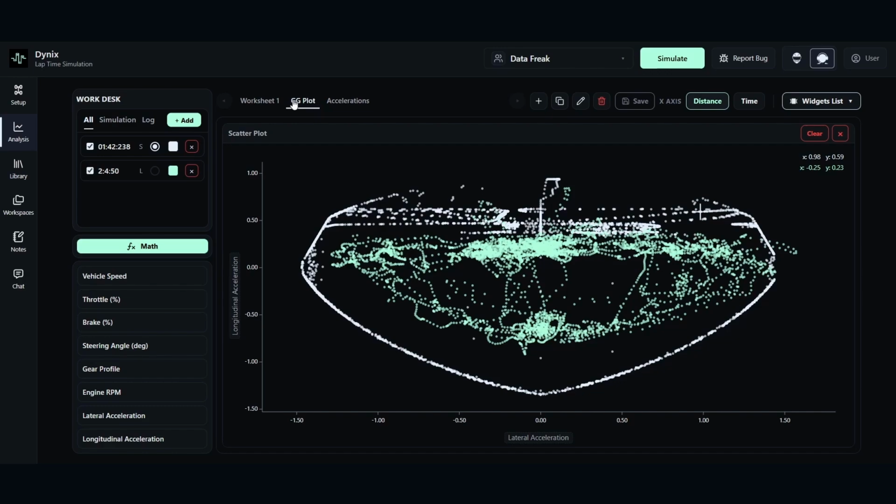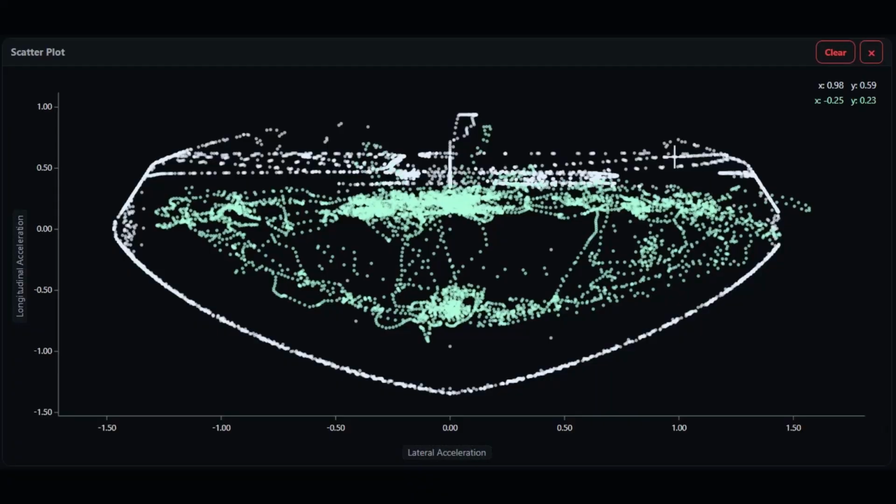This is called a GG plot, and once you know how to read it, it stops looking like noise and starts to feel more like a fingerprint of a lap. The outside boundary here tells us what the car might be capable of, the dots inside tell us what actually happened, and the gap between the two is where the engineering conversation begins.